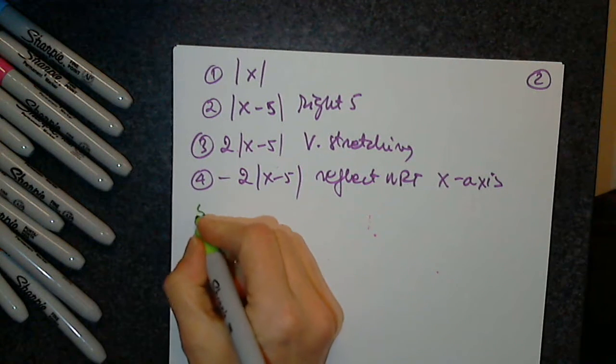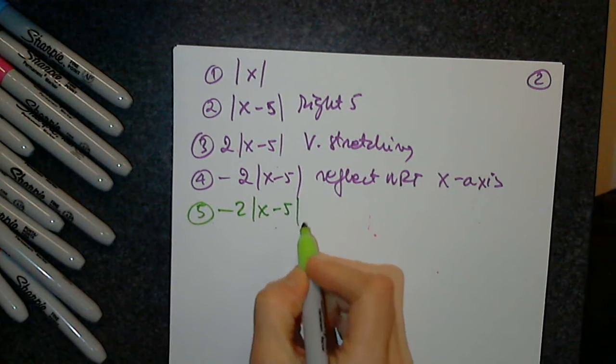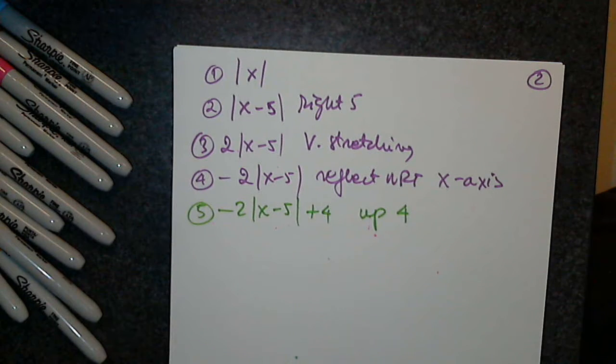Okay, final step. Number 5 is on number 4. Plus 4. Yes, plus 4. So which means up 4. Okay. Now, can you graph these transformations without me having to do it and just determine algebraically now the x and y intercepts? Yes? Is that a yes? Is that a no?